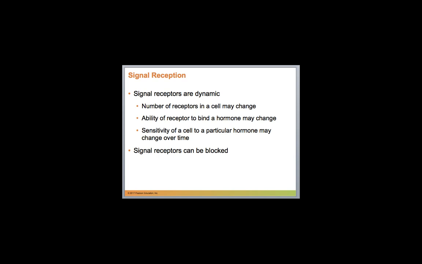Okay, signal reception. So signal receptors are dynamic. The number of receptors present in a cell or on a cell membrane can change. The ability of a receptor to bind a hormone can also change. Overall, sensitivity of a cell to a particular hormone can be modified over time. Also, signal receptors can be blocked.